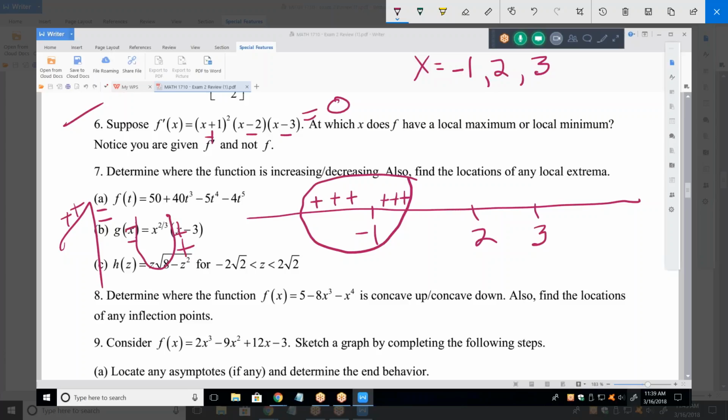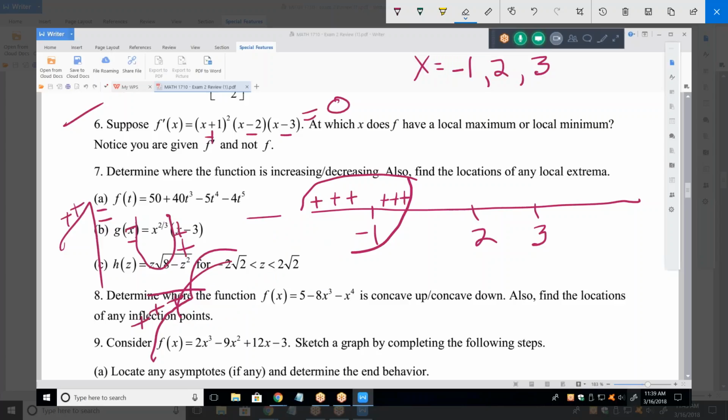Where in the world does it go plus to plus? Not at a random point. First of all, we need a point that has a horizontal tangent line. And plus, plus, plus, plus, plus, plus. That is not an extrema. It's a horizontal tangent line, but it's not an extrema. And just be aware that not all horizontal tangent lines are extremas.